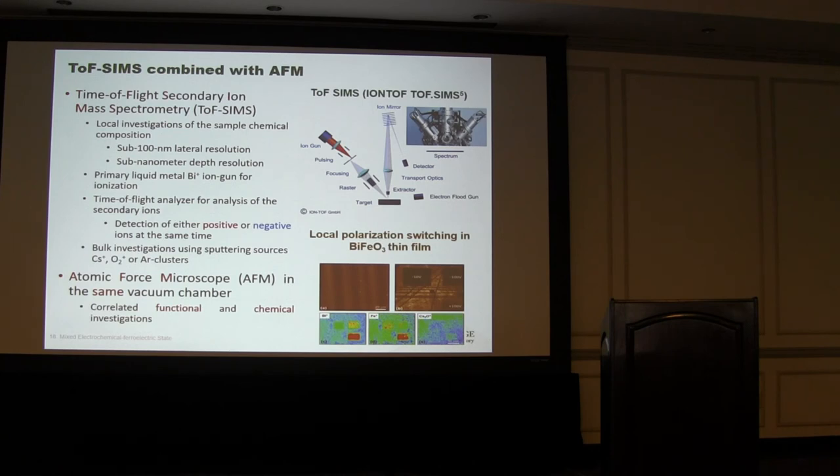I will show one more slide. Here's an animation, actually. We have one slide contributed with my colleague, time-of-flight secondary ion mass spectrometry. In this method, we use an ion gun to bombard the target, which will sputter chemical ions from the material, and they will be detected by this device. What we do actually is to combine this ToF-SIMS method with the AFM, atomic force microscopy, in the same chamber, so we can correlate the functional and chemical investigations.